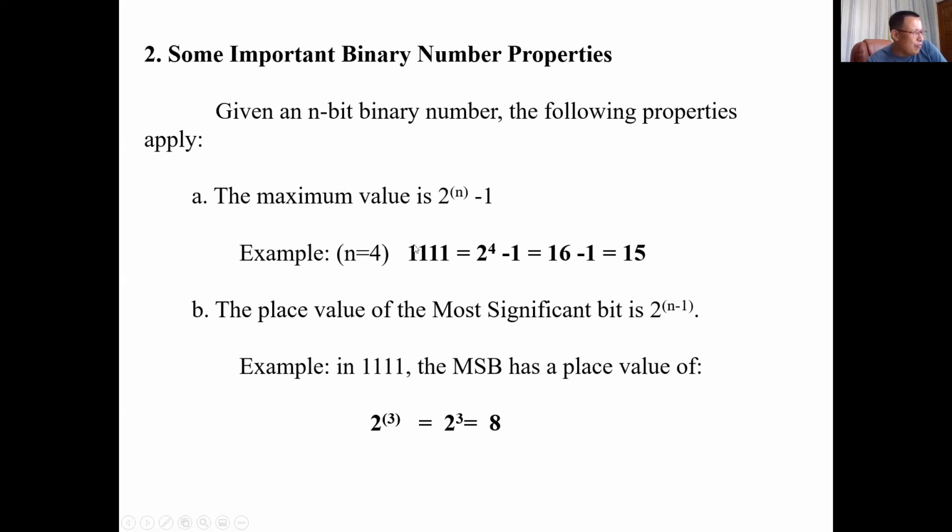So if you have 4, the next power of 2, 2 to the 4, is 16, the MSB is 8 because it's 16 divided by 2. Or 2 to the 3, or 2 to the quantity n minus 1 this time, not quantity 2 to the n minus 1. Okay? Any questions so far?